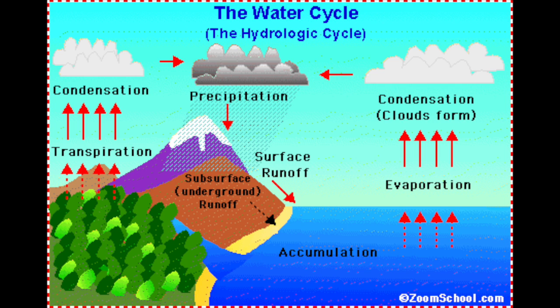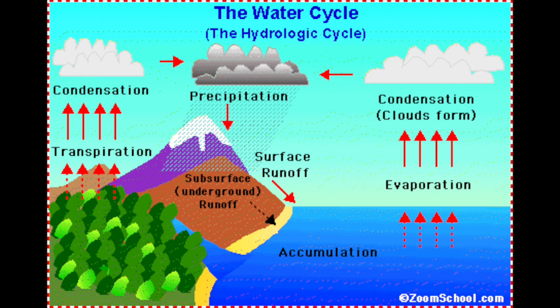The other way in which the precipitation can travel is through surface runoff. This occurs above ground in streams, rivers, or canals. So I want to make sure that I point out that the main difference between surface runoff and subsurface runoff is that surface runoff occurs above ground and subsurface runoff occurs underground.